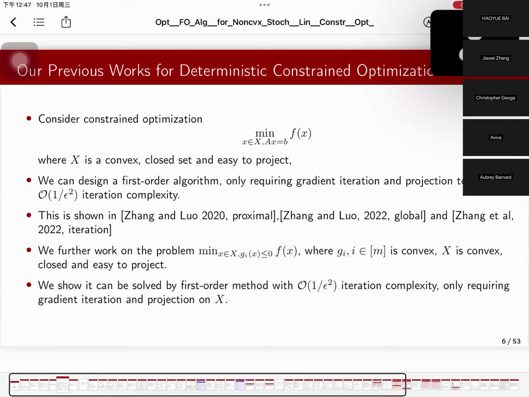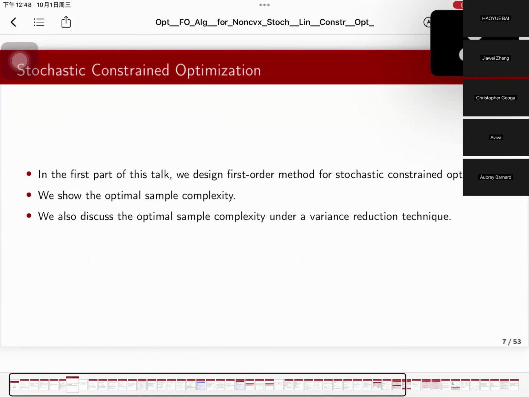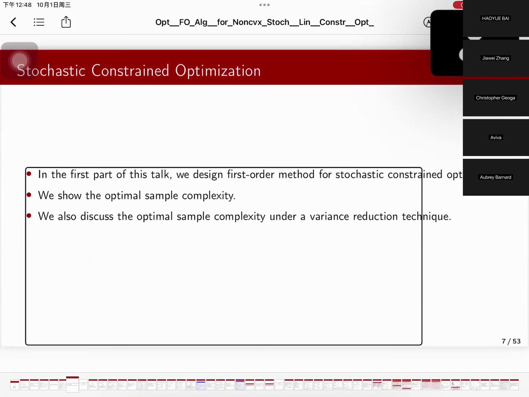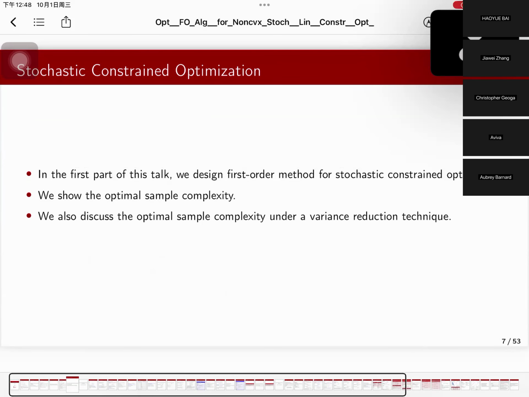But for large-scale problems, usually we need to use stochastic algorithms. We can only get access to some batch gradients. So we are interested in the sample complexity and iteration complexity for stochastic algorithms. For the first part, we will show the optimal sample complexity of our algorithm for stochastic constrained optimization problems.